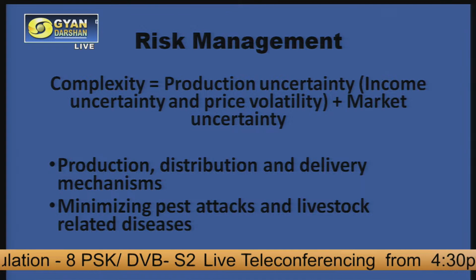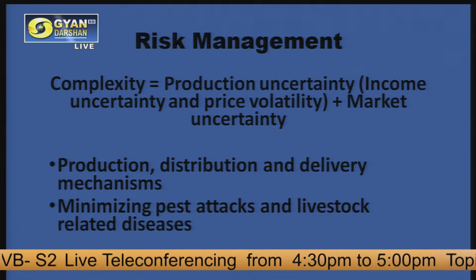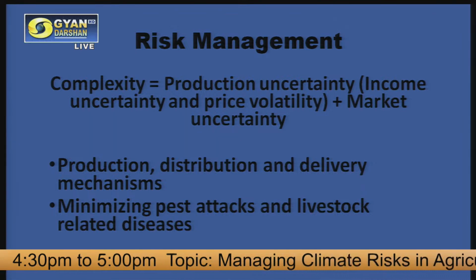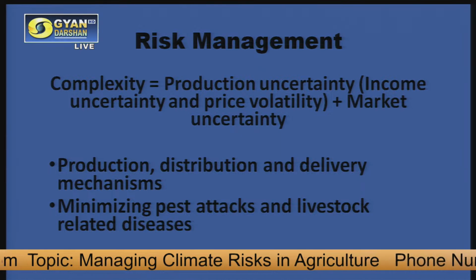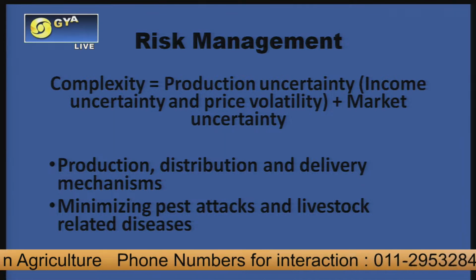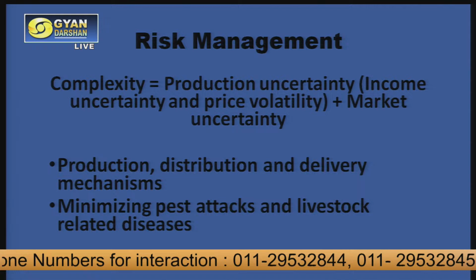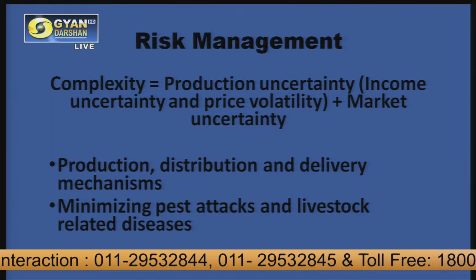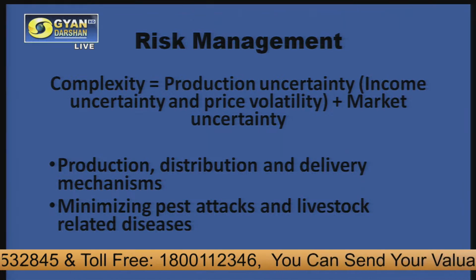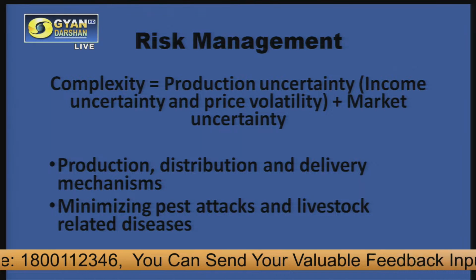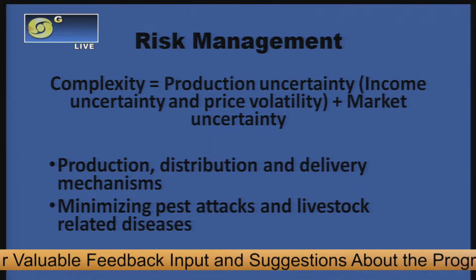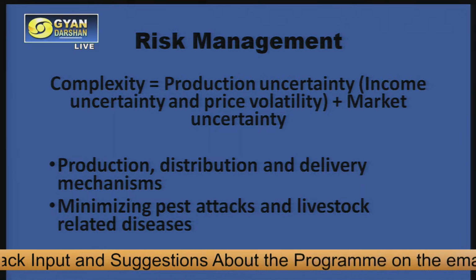The bottom line is that we need to focus on three important aspects: the production aspect, the distribution aspect, and the third important thing, the delivery issues. So these three are very important. Once we manage these three issues, we will be in a position to manage the climate risk. The second important thing is that if you look at the climate impacts on agriculture, the major components are pest and disease attack, and also supply chain management. These also will be discussed in today's session.